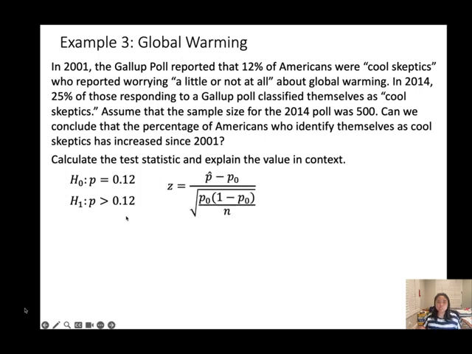Now we're going to look at the test statistic formula. Try to fill it in. What is your P hat? Which one is going to be your sample proportion? What are you going to put for P naught here? And then what is your n? What is your sample size? Plug it in first.